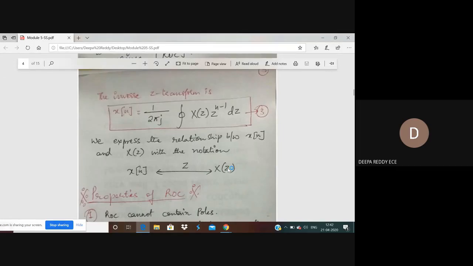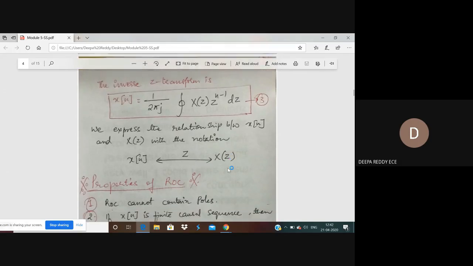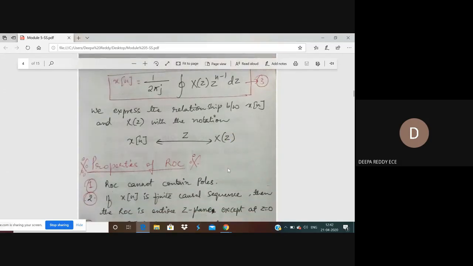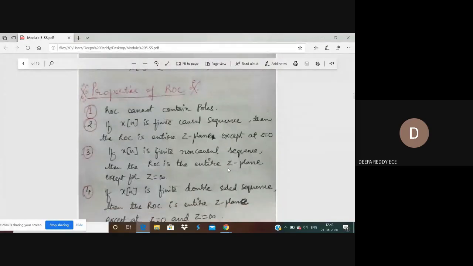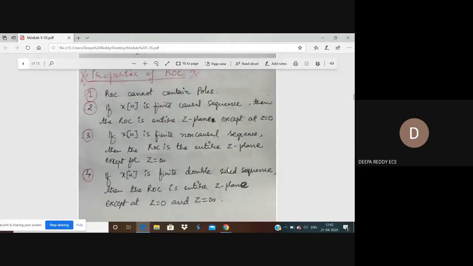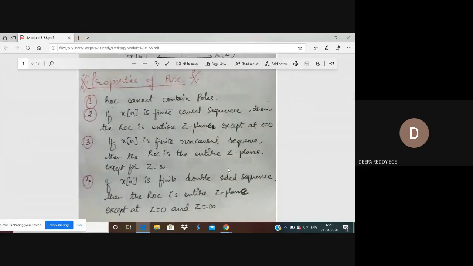Now we will talk about some of the important properties of ROC. I will conclude my discussion after I've discussed these properties. These 4 properties we will discuss for today. So what are the important properties of ROC? Region of convergence is nothing but the range of R for which the Z transform is converging, or existing. We are talking in the Z plane, real of Z and imaginary of Z. You should remember the Z plane plot.